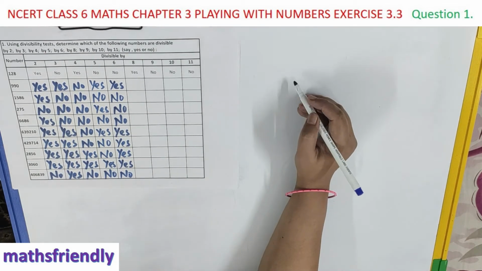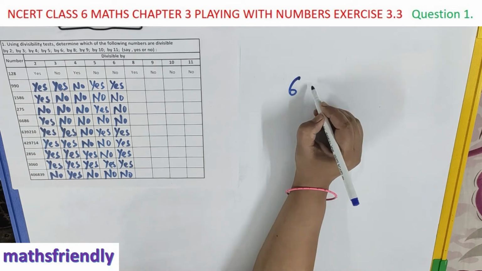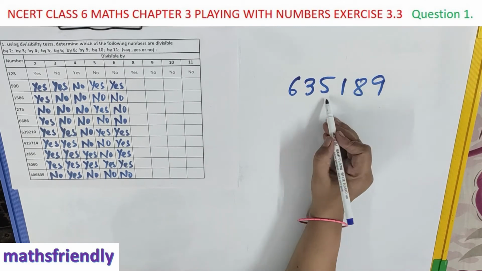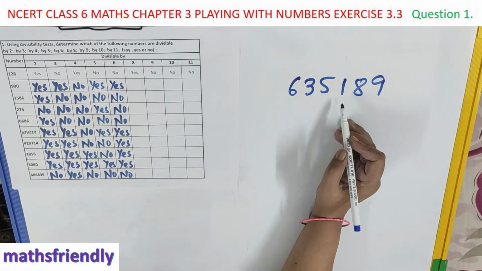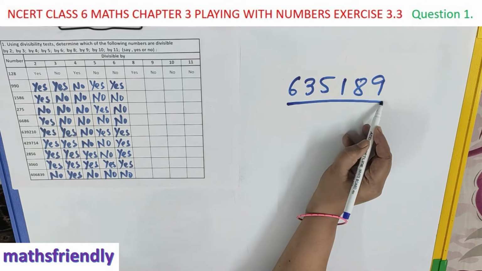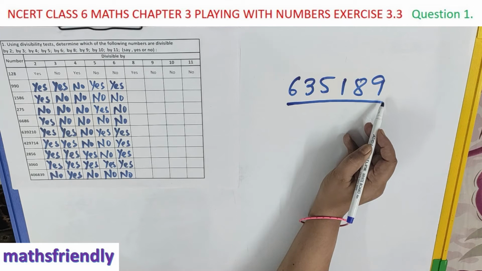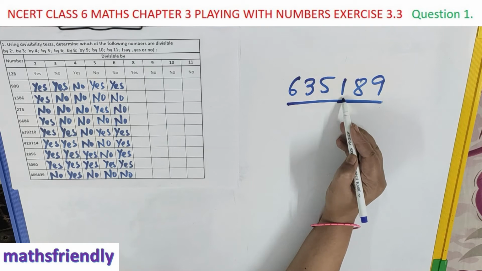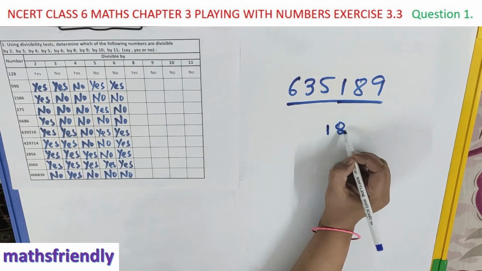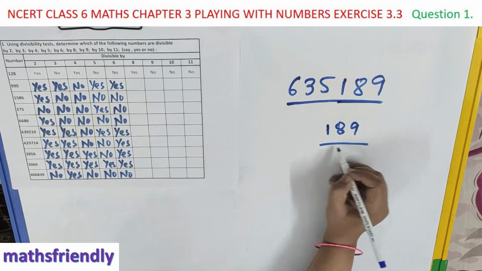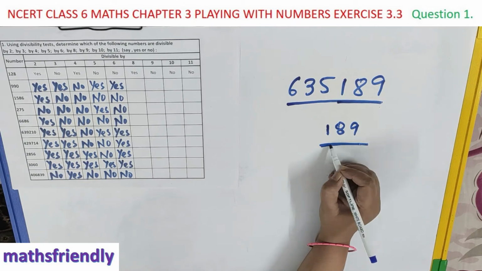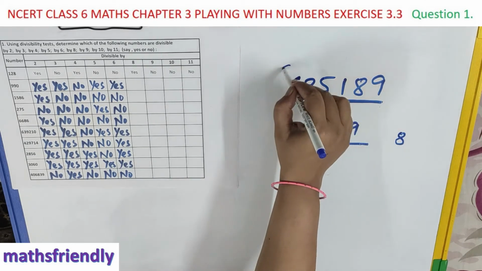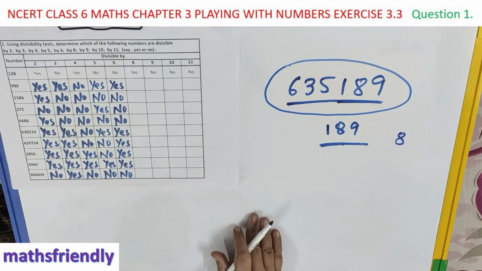For example, suppose there is a number 63518. Okay, this number has how many digits? It has 6 digits. So, if we want to check whether this number is divisible by 8 or not, we have to check the last 3 digits, that is the digits at ones, tens and hundreds place. If the number formed by these last 3 digits is divisible by 8, then we can say that the number itself is divisible by 8.